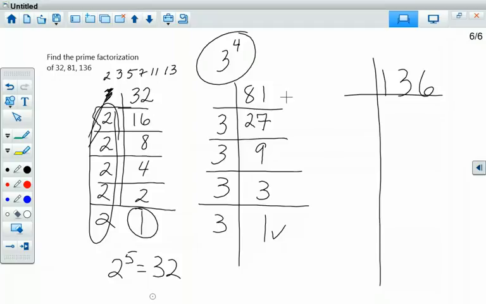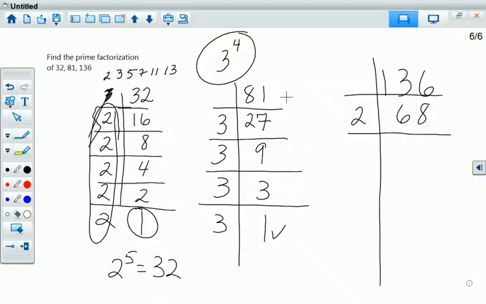So, divide by 2. Okay, 2 will go into 13 6 times. That'll leave a 1 because 13 minus 12 is 1. 1 and 6 is 16. 2 will go into 16 how many times? 8. And that's what you should be doing in your head.